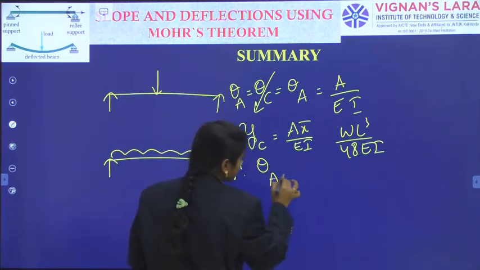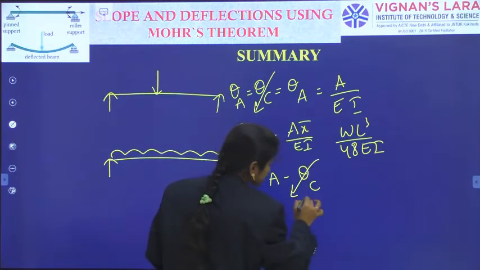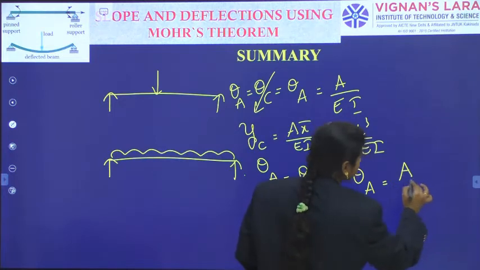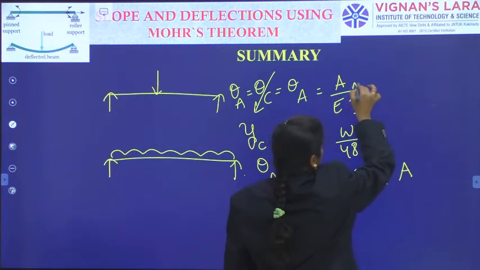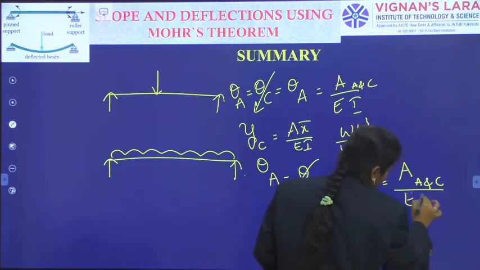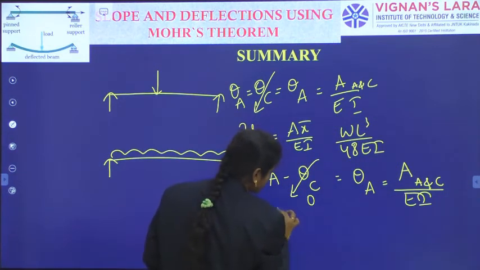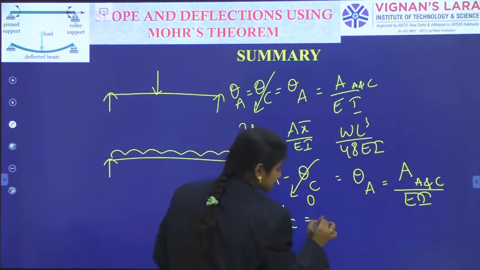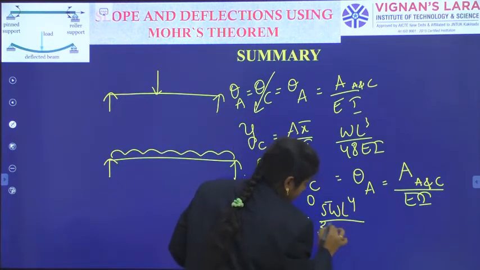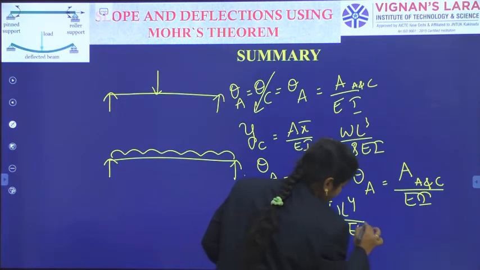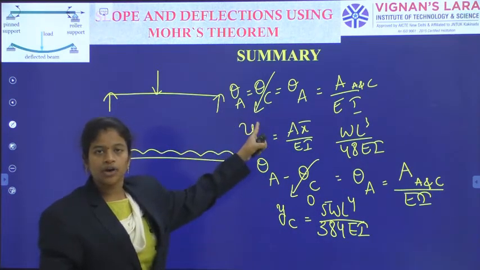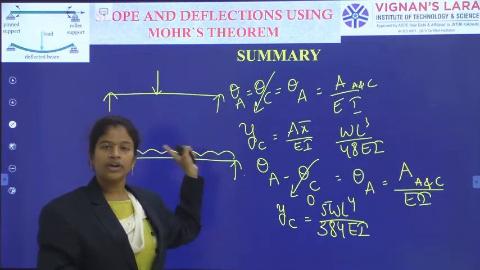Similarly, theta A minus theta C, as theta C is equal to 0, theta A is equal to the area of the bending moment diagram between A and C divided by EI, and also the deflection at the center is equal to 5WL power 4 by 384 EI. So this is the slope and deflection condition for the simply supported beam with a point load at center and the simply supported beam with UDL over the entire length.